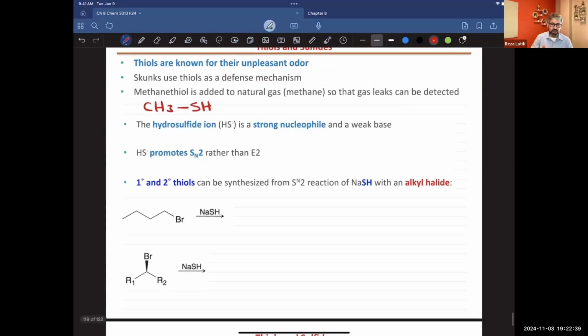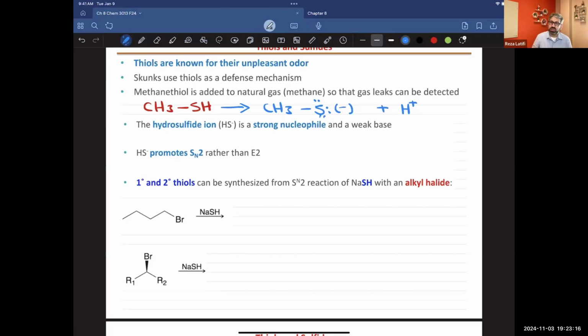Now, CH3SH, if it gives away an H+, it turns into CH3S with 3 lone pairs, which has a negative charge, plus H+. The S minus is stable enough, but the thiol is a weak acid, so it will give us a conjugate base. It will be a strong conjugate base, a strong nucleophile.